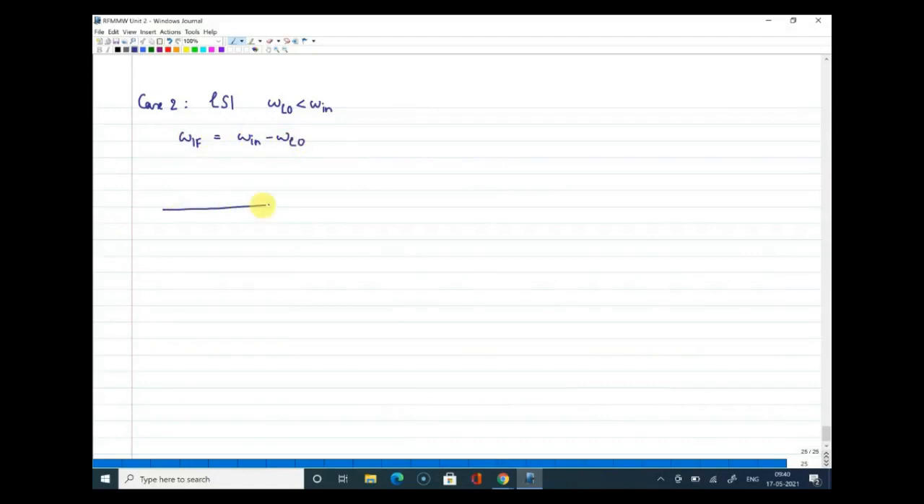Here also we can perform the operation. Say this is your signal, which is at minus omega in and plus omega in. Now you will be convolving this with the local oscillator wave. In this case omega in is larger, so you have to keep this inside.